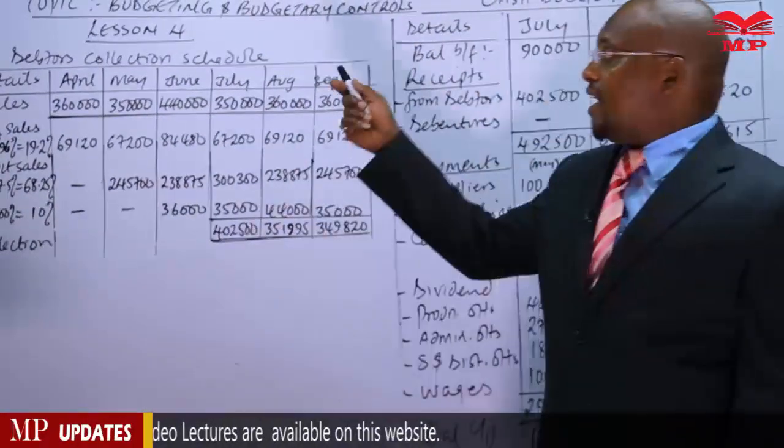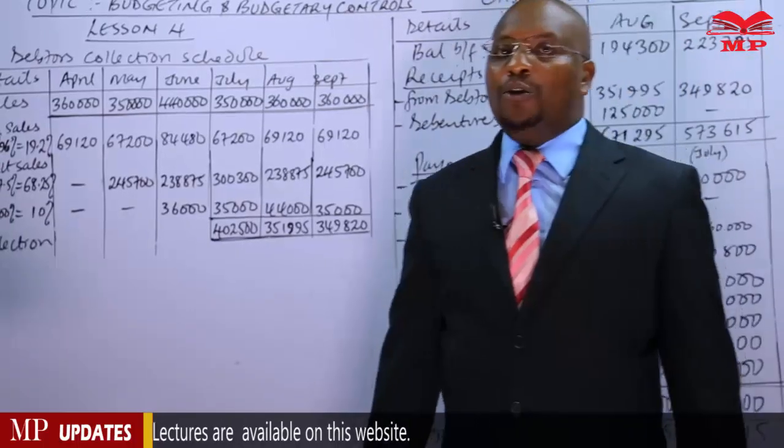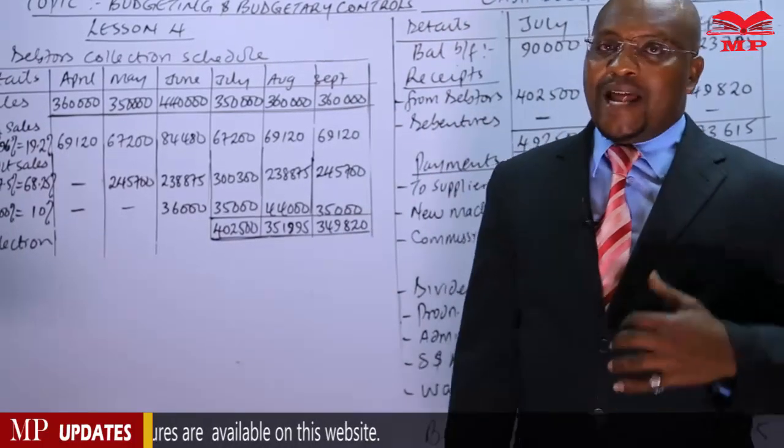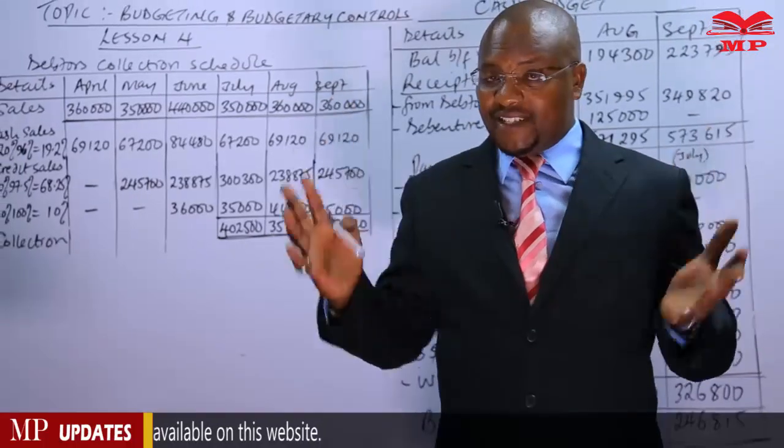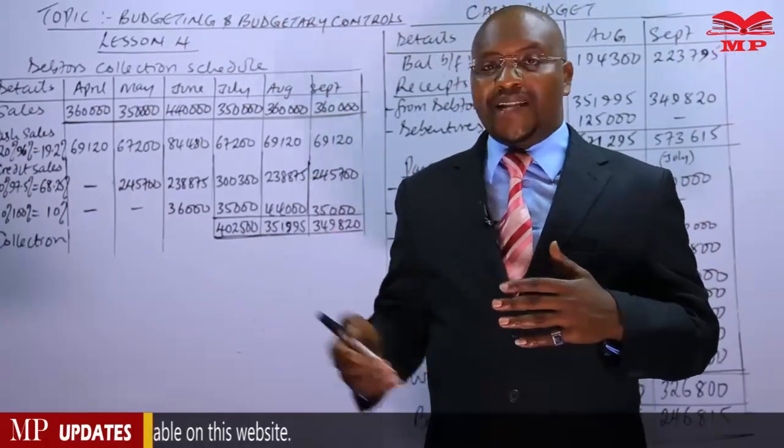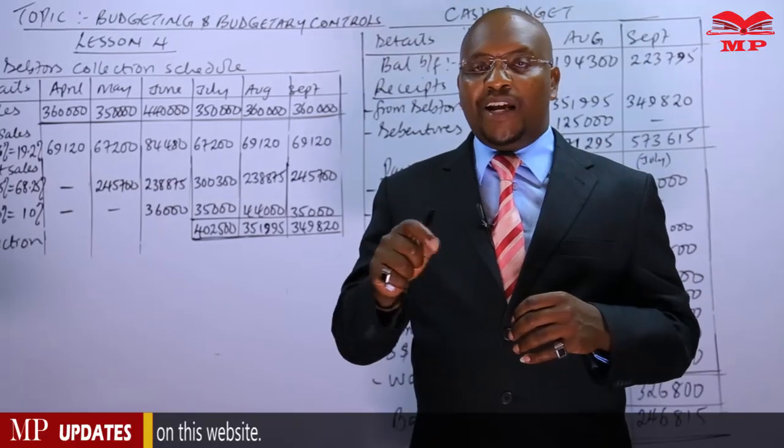However, in the lesson 5, we are going to look at the master budget. Now, master budget is actually a combination of all the functional budgets we have covered, as well as now the income statement and the balance sheet.